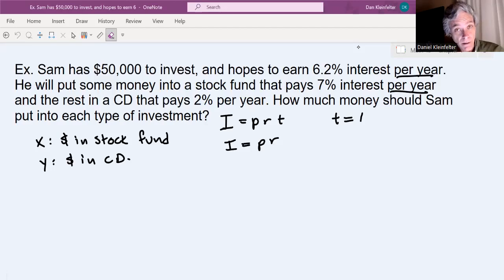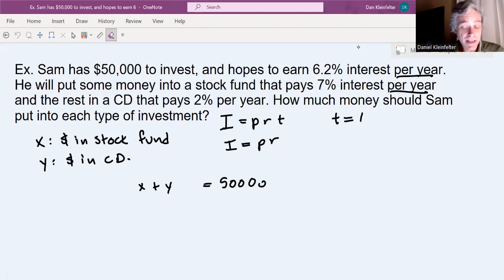So the principal amounts first. That 50,000 is split up into two parts. It's going to be X in the stock fund and Y into the CD. So X plus Y has to be 50,000. Sorry, I lost a zero. So X plus Y together has to make 50,000. That's just referring to the money that he's investing.